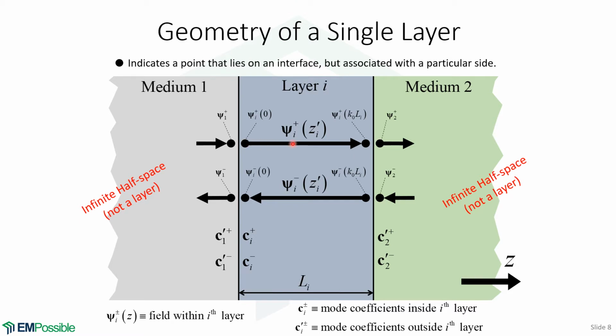At the top, I'm showing the forward wave. And so this psi, remember, is a column vector that has Ex, Ey, Hx, and Hy. The I subscript is which layer we're talking about. The superscript is whether that's a forward or backward wave.